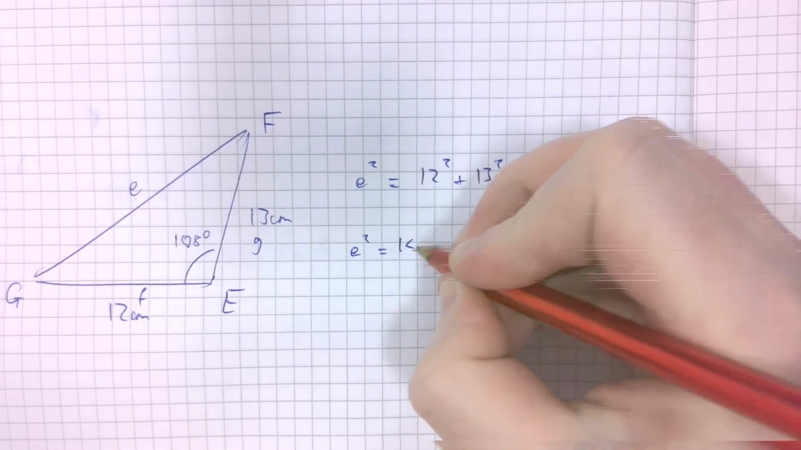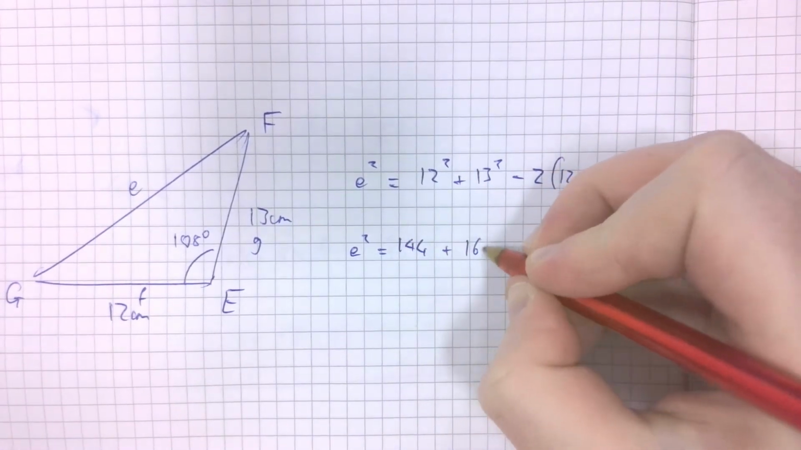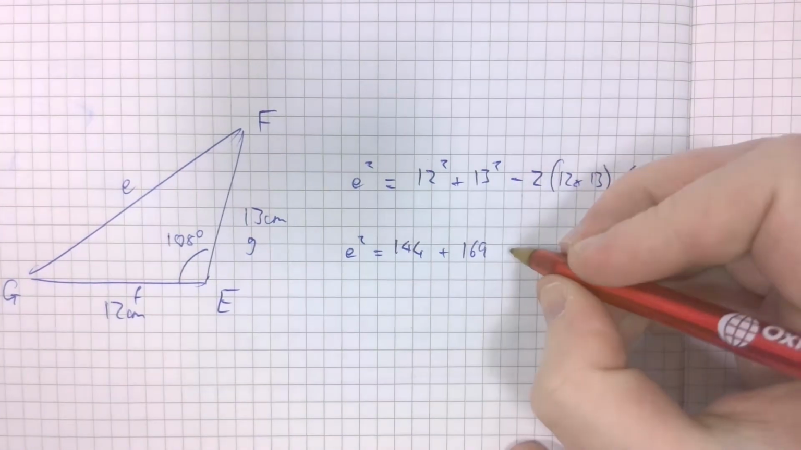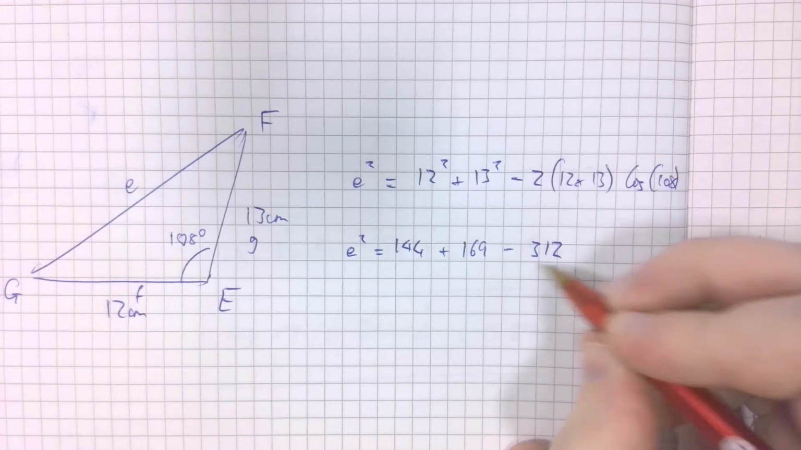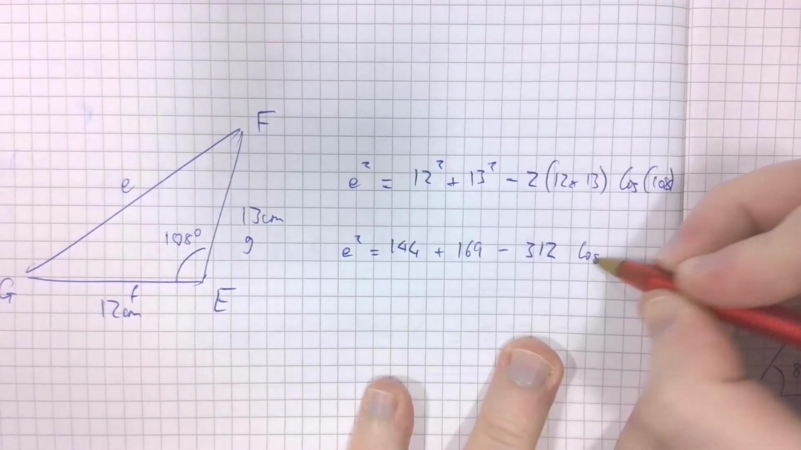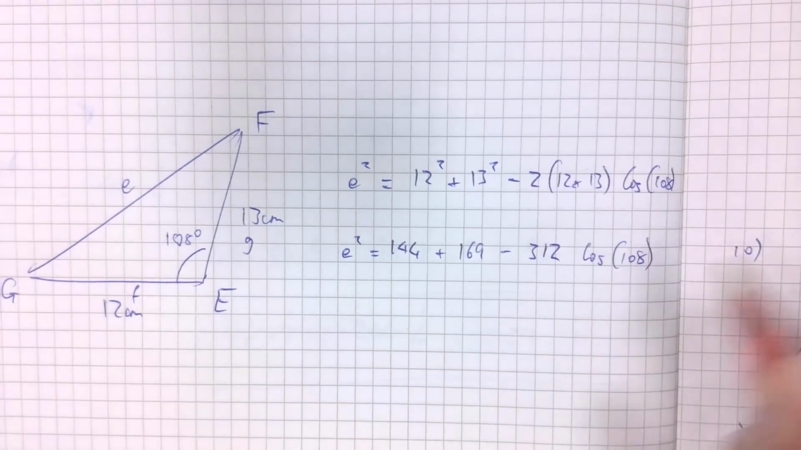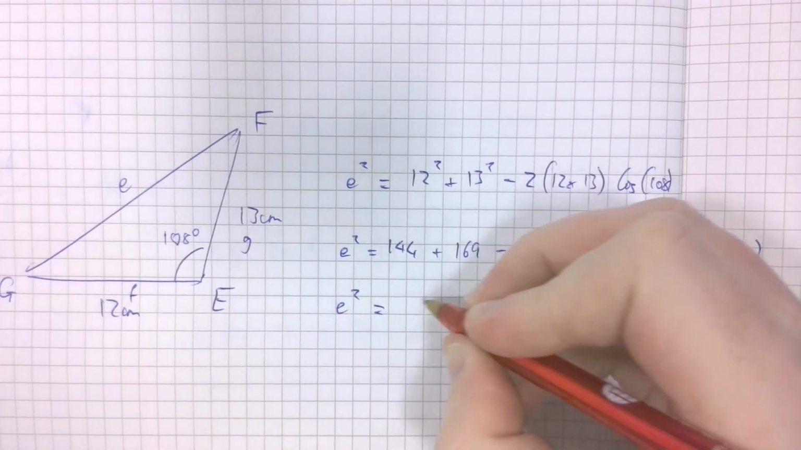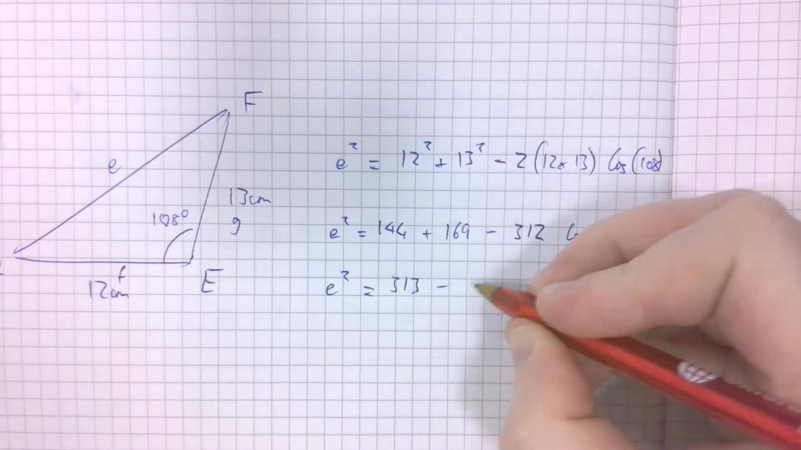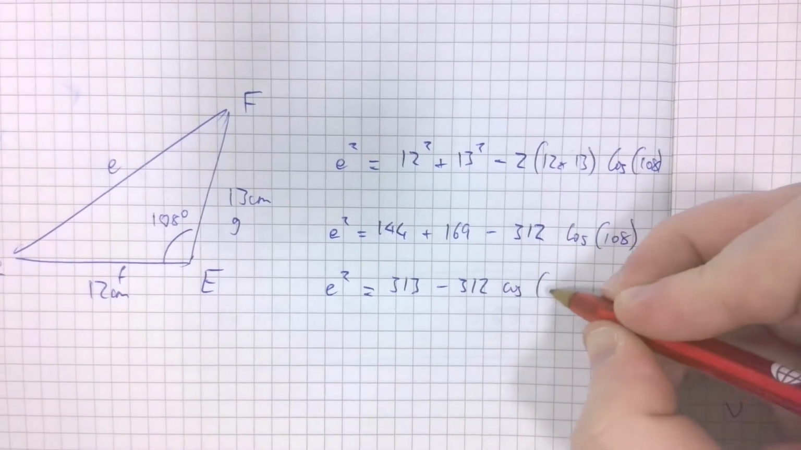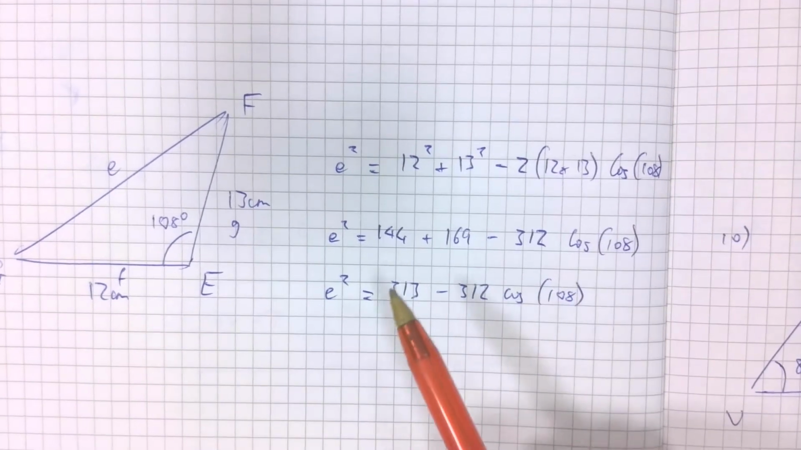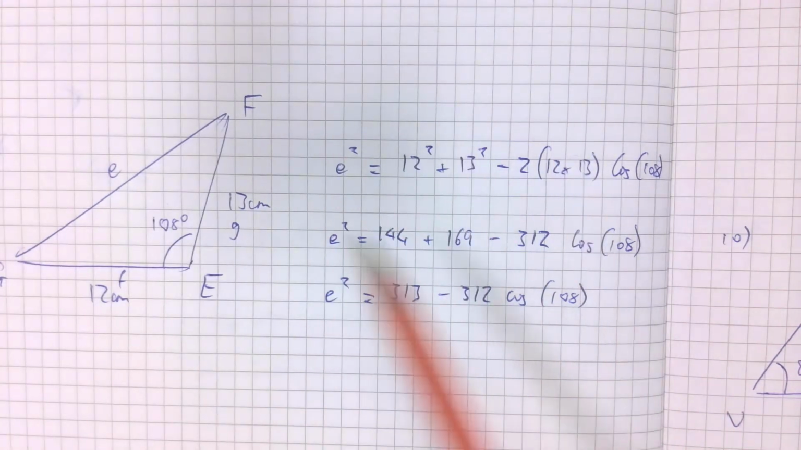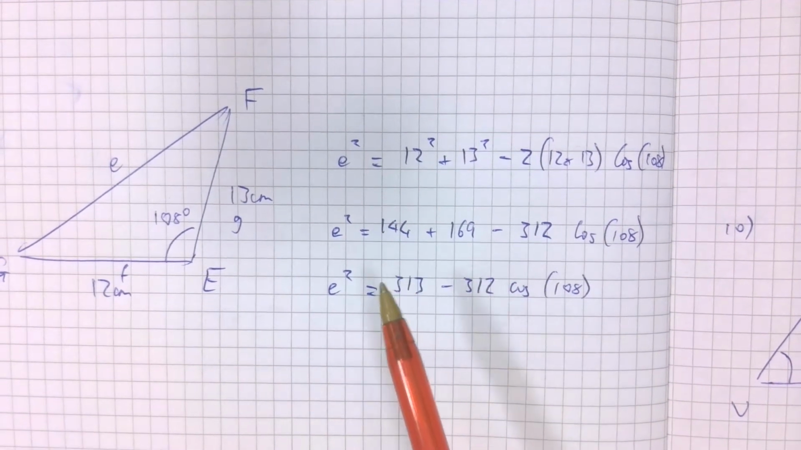12 squared is 144. 13 squared is 169. 12 times 13 times 2 makes 312, or minus 312. And then cos of 108, well, that's scary, so let's just leave that there for now. 144 plus 169 makes 313, minus 312 times cos of 108. Have I got out my calculator? Well, yes, I have, but you couldn't see it. All of that stuff I could do in my head, arguably, if I wasn't lazy.